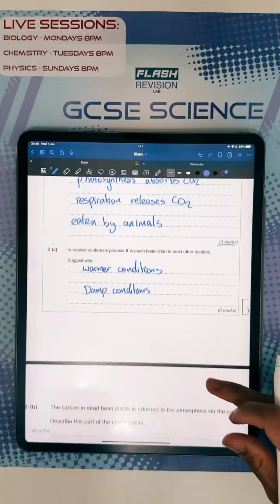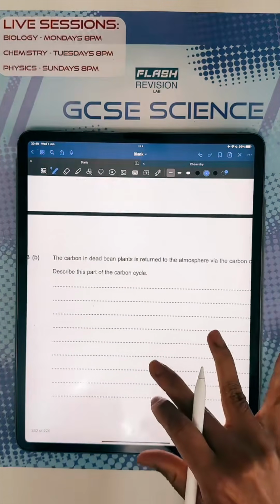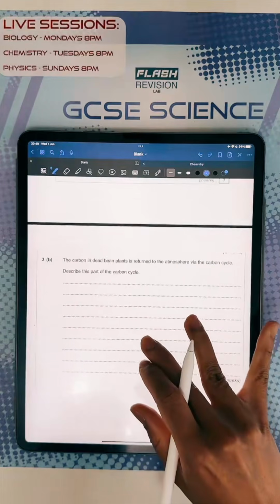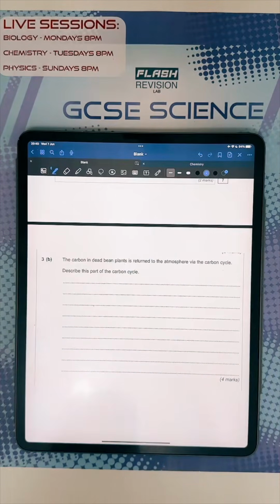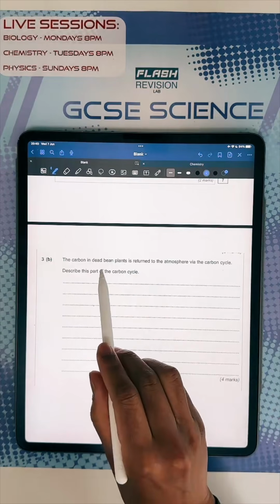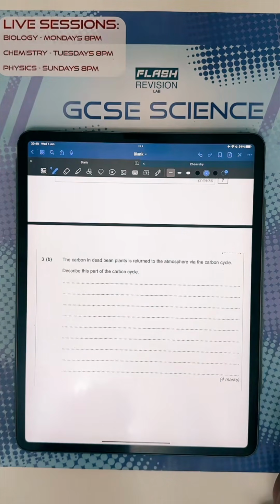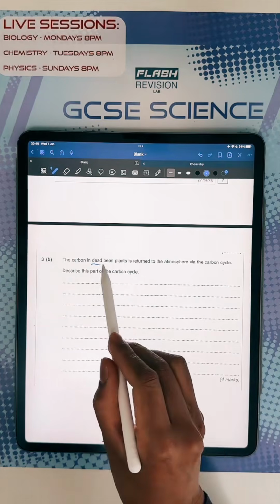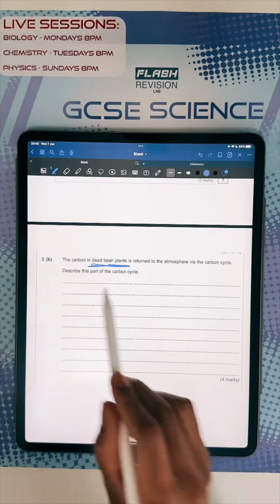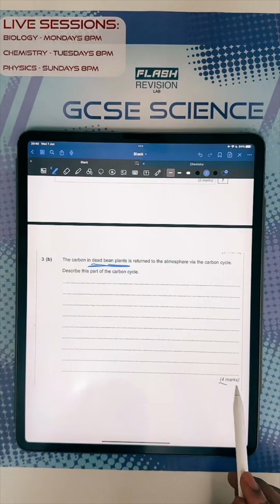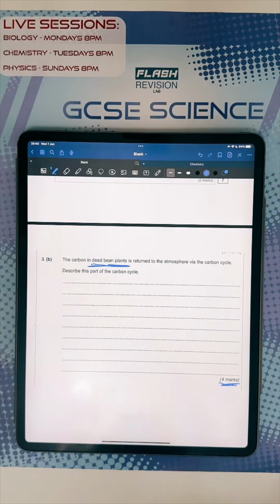Okay, one more question on the carbon cycle here. So this is from a completely different question. The carbon in dead plants is returned to the atmosphere by the carbon cycle. So this is just asking about plants. Describe this part of the carbon cycle for 4 marks. What can we say?